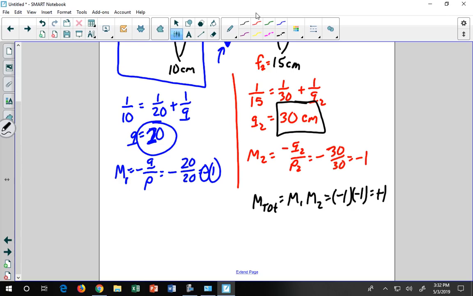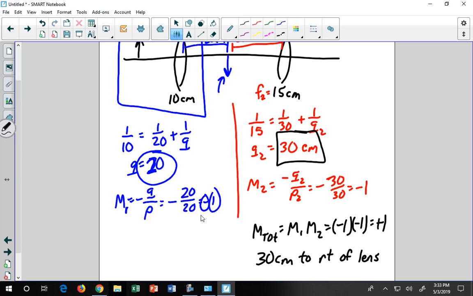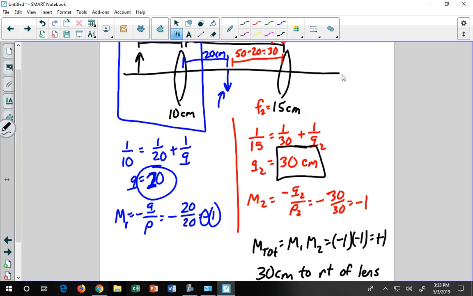Also, I want you to describe the position, not just the image distance. So the position of this image is 30 centimeters to the right of the lens. Okay? Because it's a real image, that image has to be over on this side, so it would look like this, at a distance of 30 centimeters.